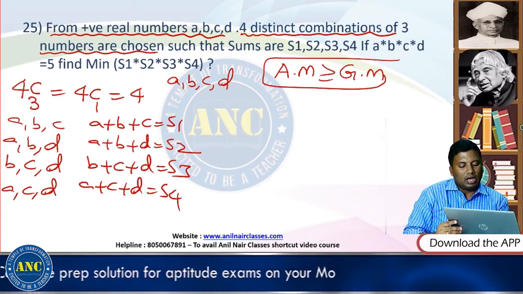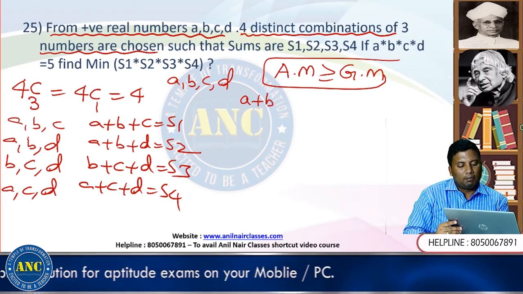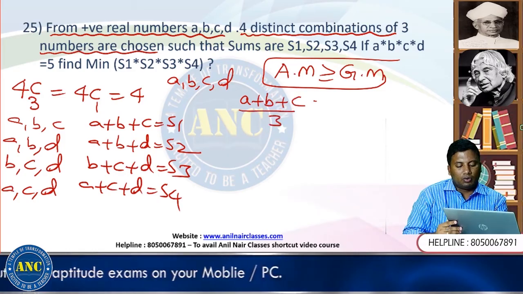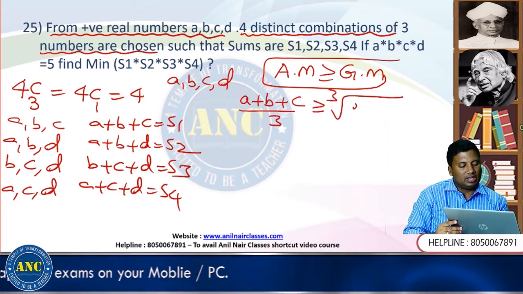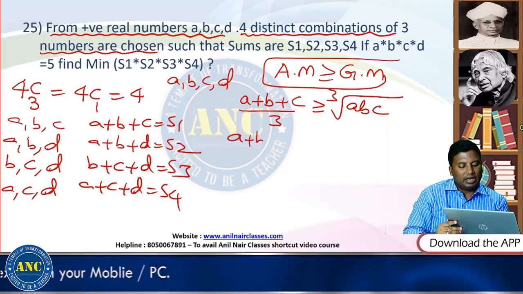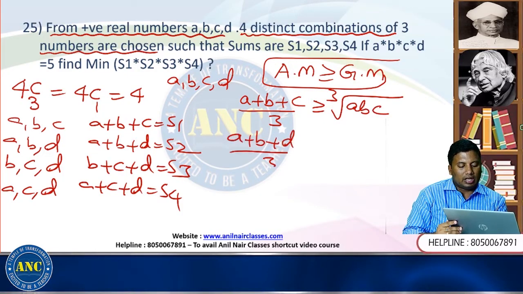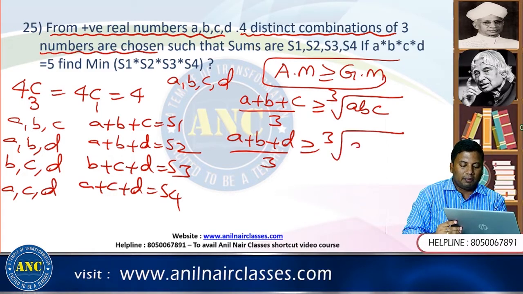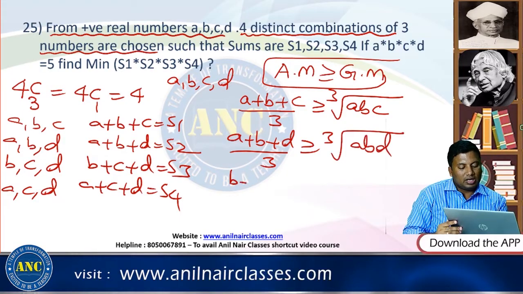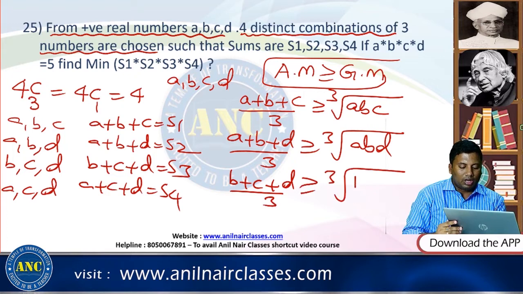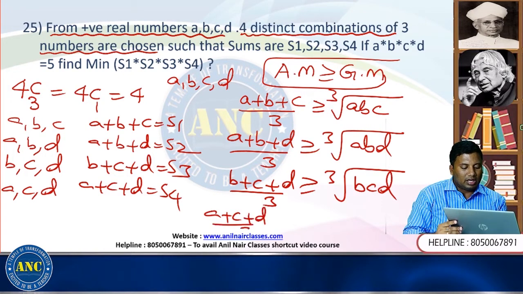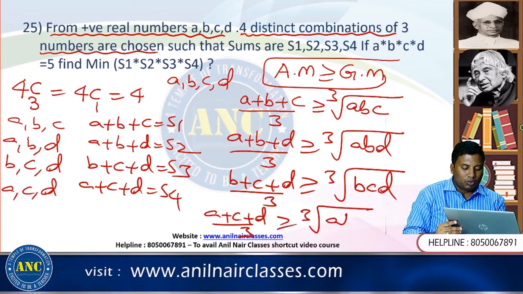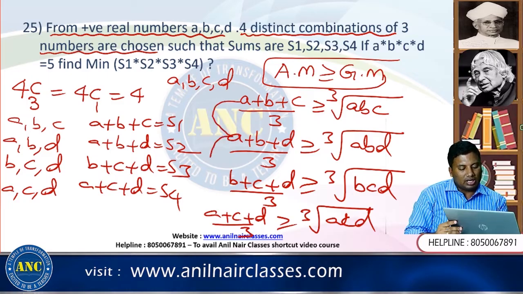AM: A plus B plus C by 3 is greater than or equivalent to the cube root of ABC. A plus B plus D by 3 is greater than or equivalent to the cube root of ABD. B plus C plus D by 3 is greater than or equivalent to the cube root of BCD. A plus C plus D by 3 is greater than or equivalent to the cube root of ACD. These are S1, S2, S3, S4.